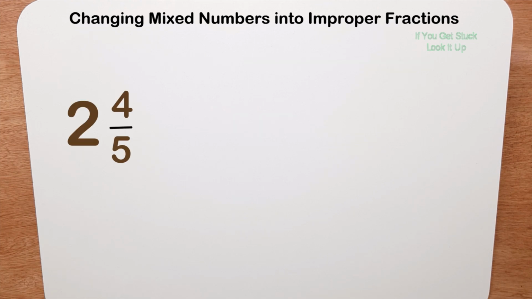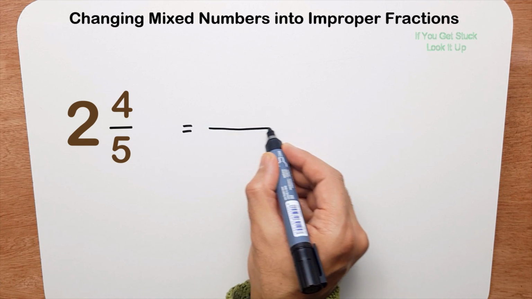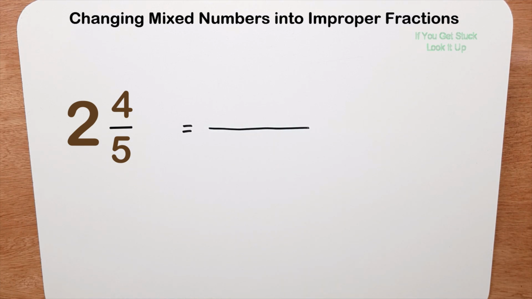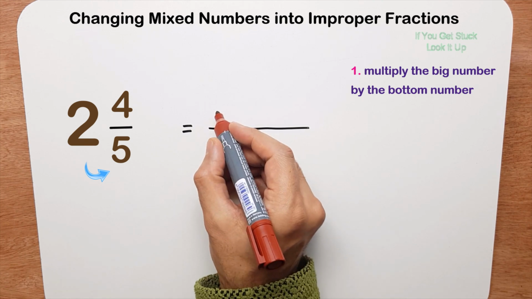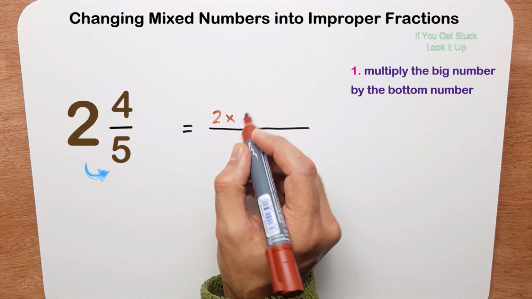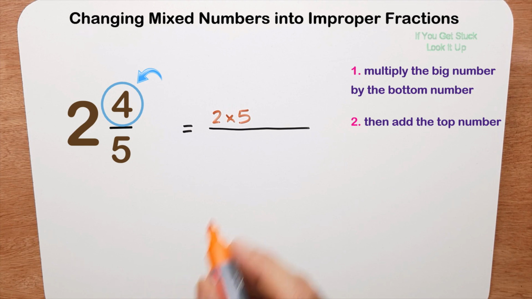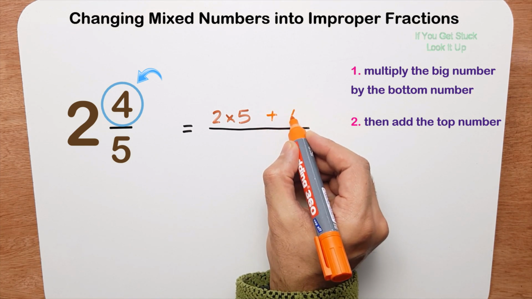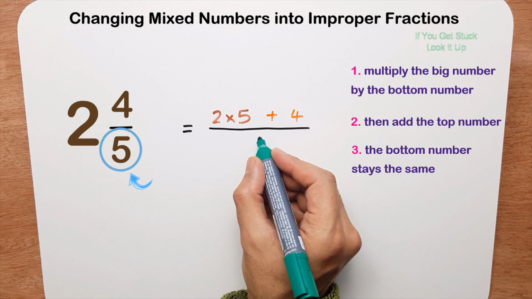The next mixed number is 2 4/5. So let's write our equal sign and a fraction line. The first step is to multiply the big number by the bottom number, 2 times 5. So let's write that here. Step 2 is to add the top number, so that's plus 4. And step 3 is the denominator stays the same.